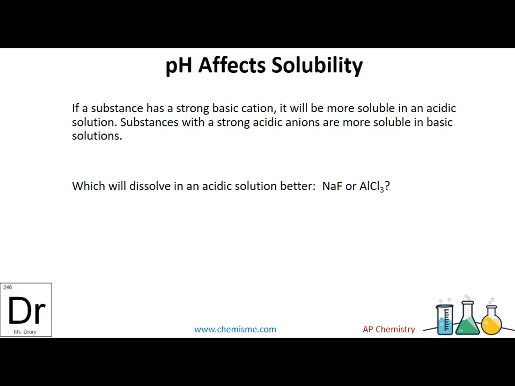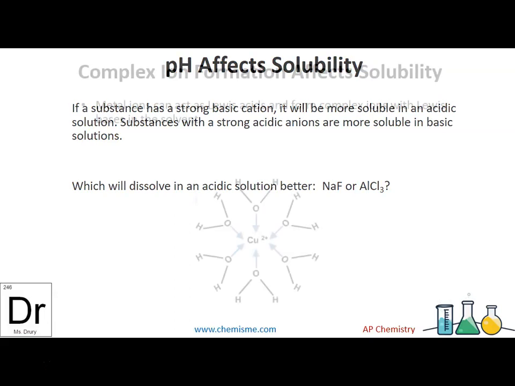In the aluminum chloride example, that's coming from aluminum hydroxide, which is weak, and hydrochloric acid, which is strong. So this is an acidic salt. The fact that you are adding an acid to an acid is not helping things, so it will not dissolve better. In fact, it might even dissolve worse.